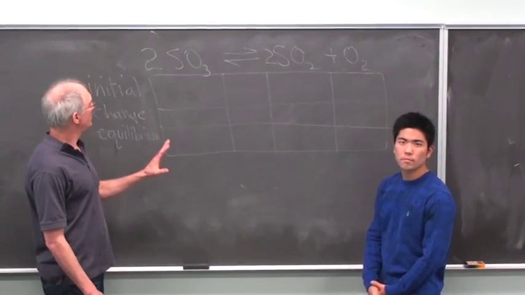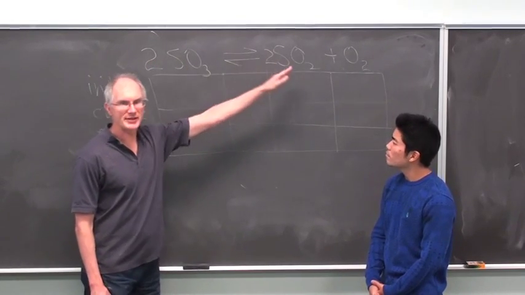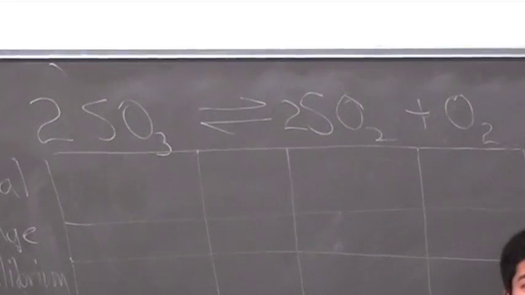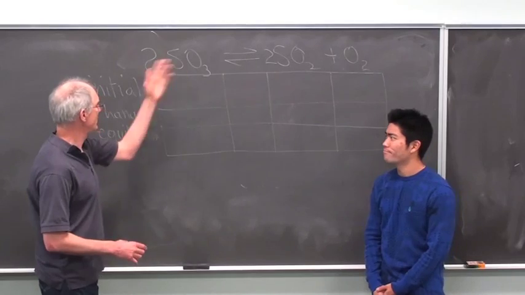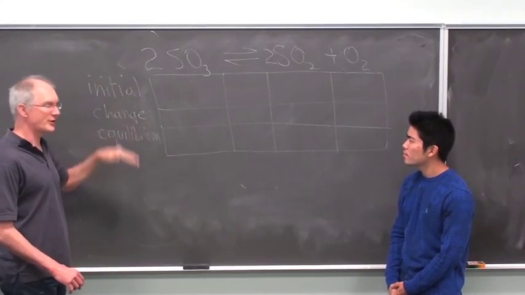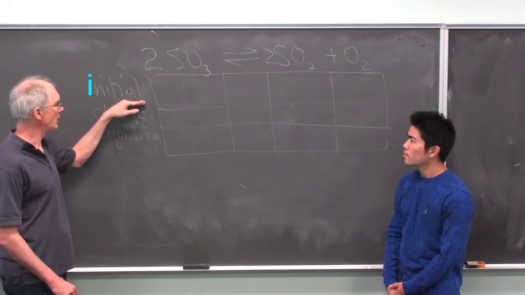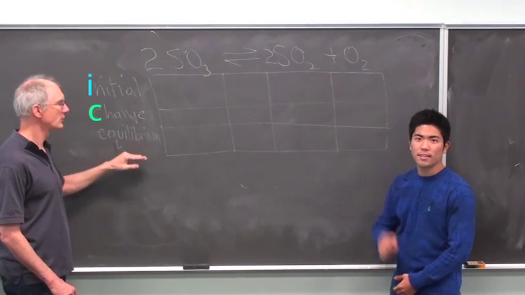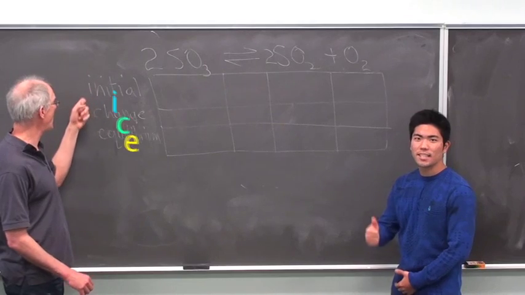To use the ICE table, I always set up the balanced equation on the top. Write out the balanced equation. Here we have a typical balanced equation: sulfur trioxide reacts to form sulfur dioxide and oxygen. And there's a nice stoichiometry. There are 3 rows on the ICE table: our initial, our change, and our equilibrium. ICE.